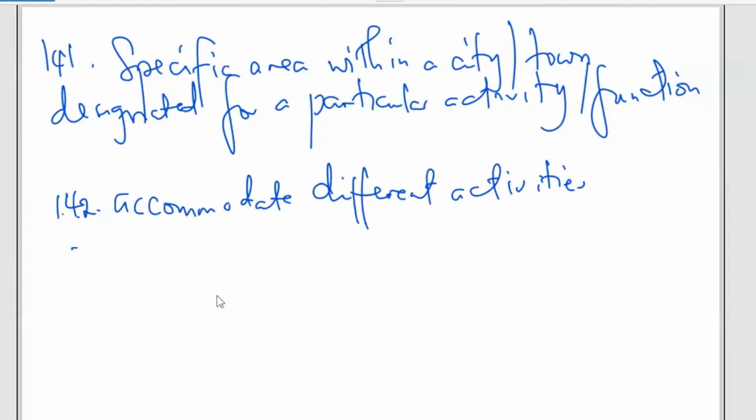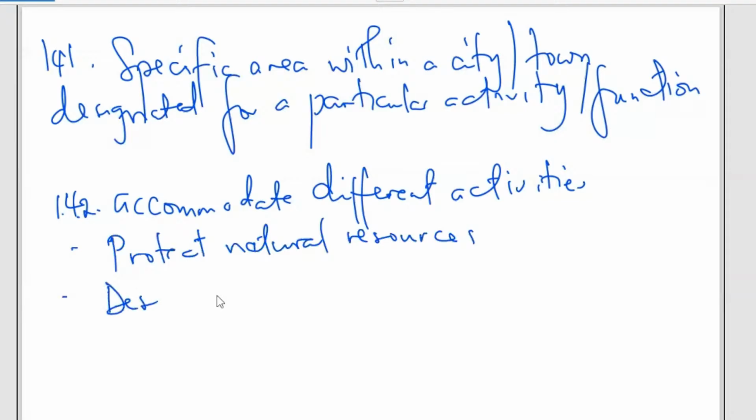And also the other reason, we can talk of protection of natural resources. For example, we talk of the green belts, we talk of recreational parks. They are meant to protect natural resources. We want to protect the vegetation in the urban area. That is why we have the green belts, and also that is why we have the recreational grounds and the recreational parks. Then we can also talk of the need to achieve a desirable living environment.